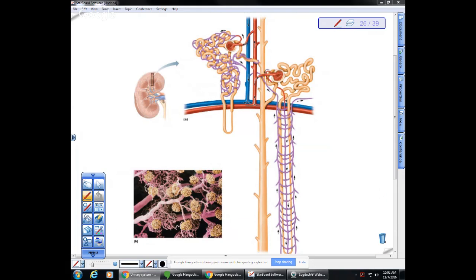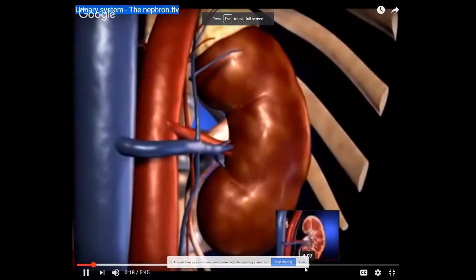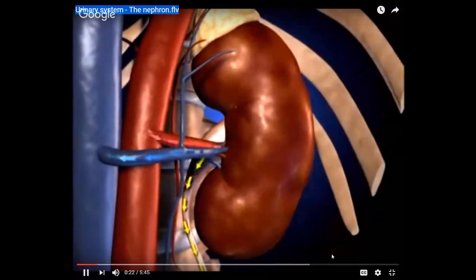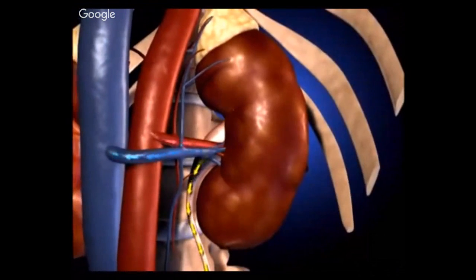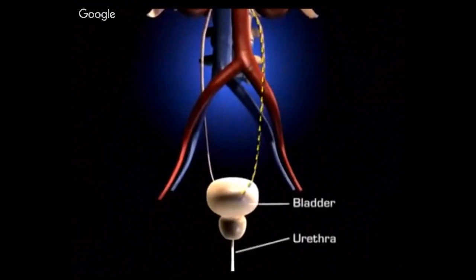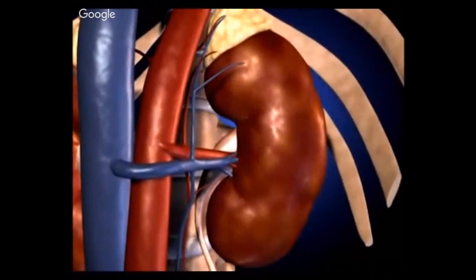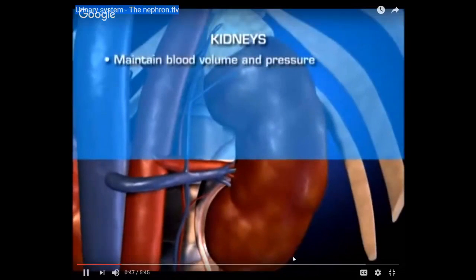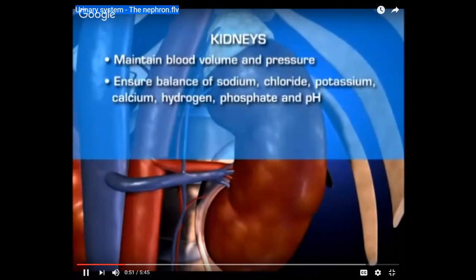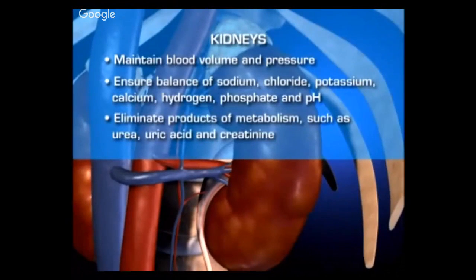The kidneys and the urinary tract. The kidneys are paired, bean-shaped organs lying outside the peritoneal cavity in the back, one on each side of the vertebral column. The kidneys function as the body's main excretory organs, eliminating the body's metabolic waste products by filtering the blood. Substances that are unneeded or are present in excess are filtered out of the blood and form into urine, moving via the ureter into the bladder before being expelled through the urethra. The kidneys also selectively reabsorb those substances that are needed to maintain the normal composition of the blood. By adjusting blood composition, the kidneys are able to maintain blood volume and pressure, ensure the proper balance of sodium, chloride, potassium, calcium, hydrogen, phosphate, and pH, and eliminate products of metabolism such as urea, uric acid, and creatinine.